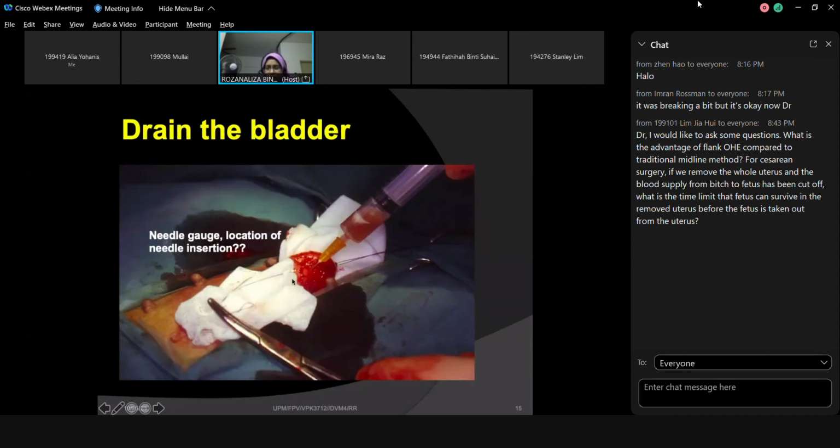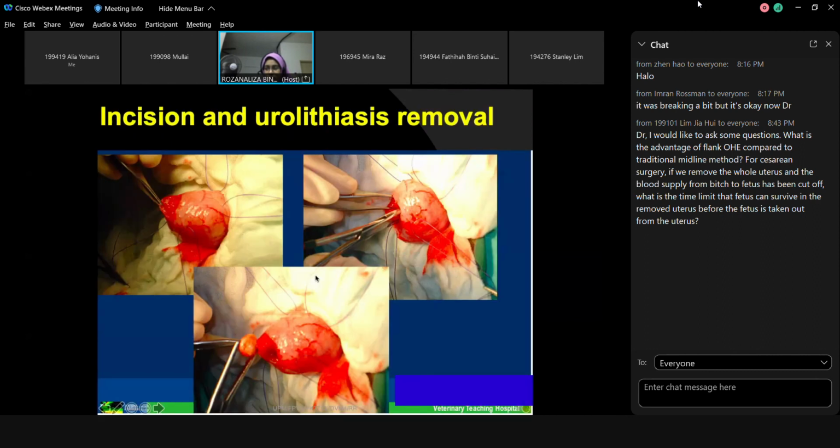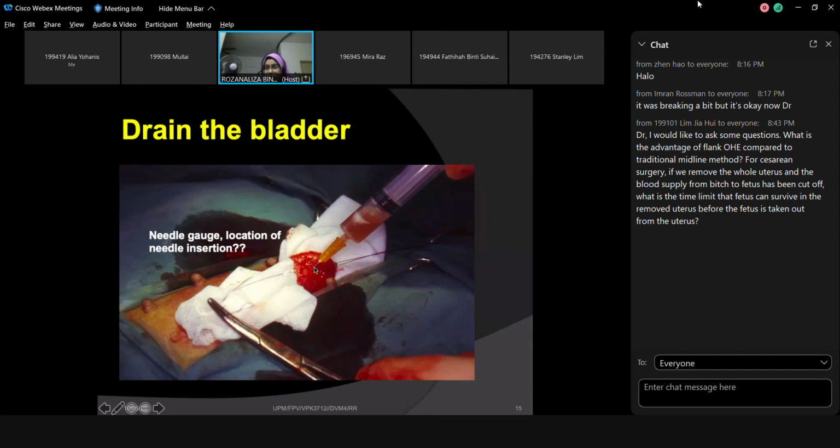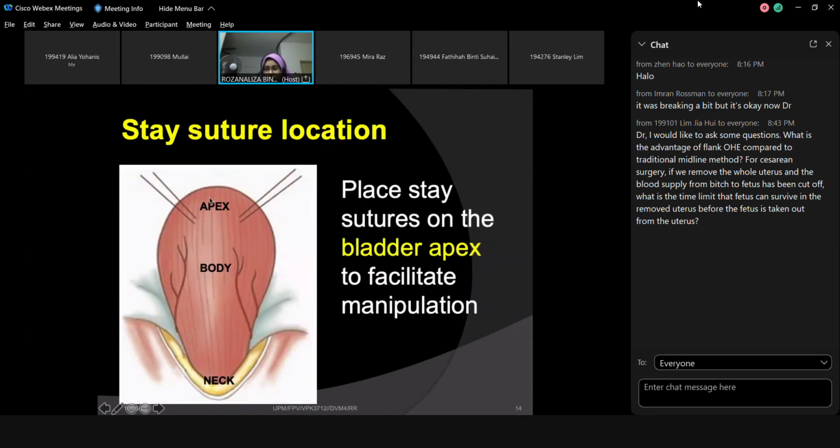So again, it's the pictures. Always ask about needle gauge, location, and needle incision: where you want to insert your needle. Look at this. You want to insert at the apex or the body. Usually you want to insert at the avascular region, meaning the area of the bladder that has no vessels, and away from the apex.